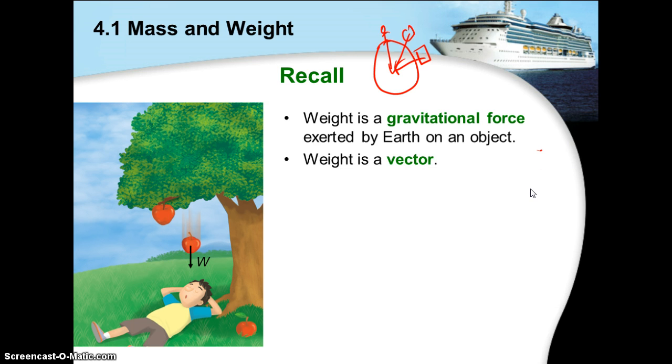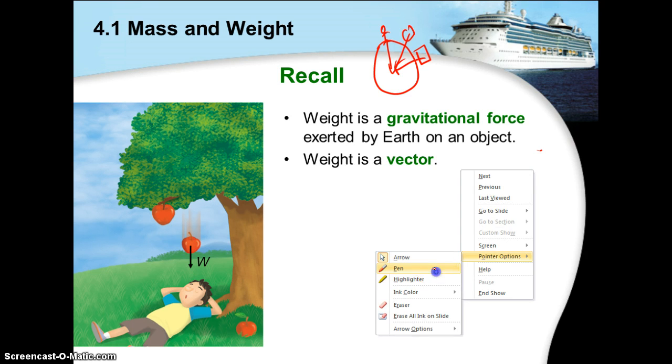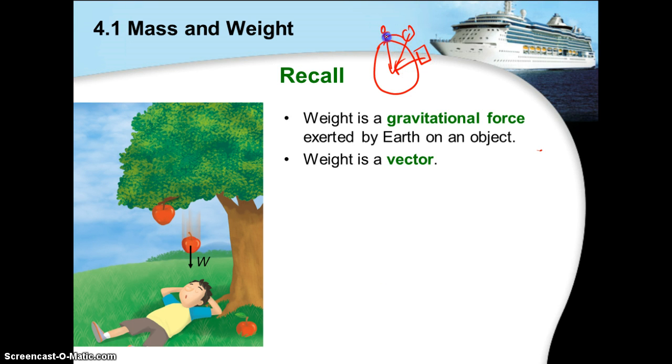Moving on. Weight is a vector. I hope you remember what is a vector. A vector is a quantity with both direction and magnitude. Direction is important because we know that the weight always acts downwards. It cannot act anywhere else. It always must act downwards, as shown in the example here.